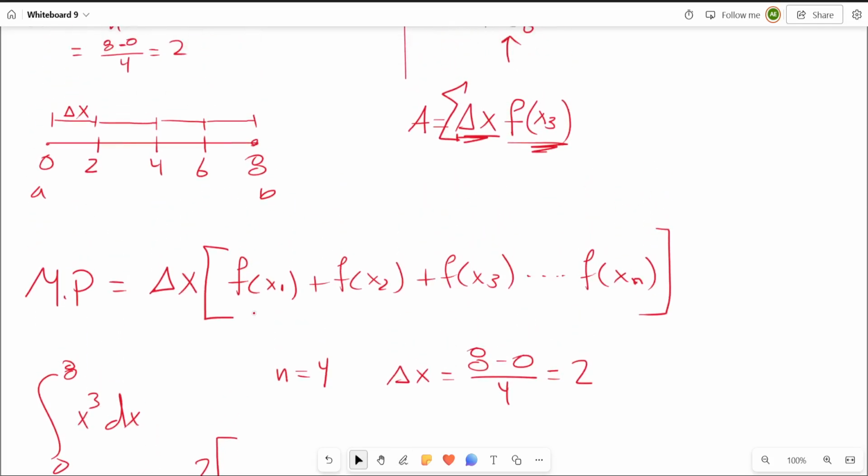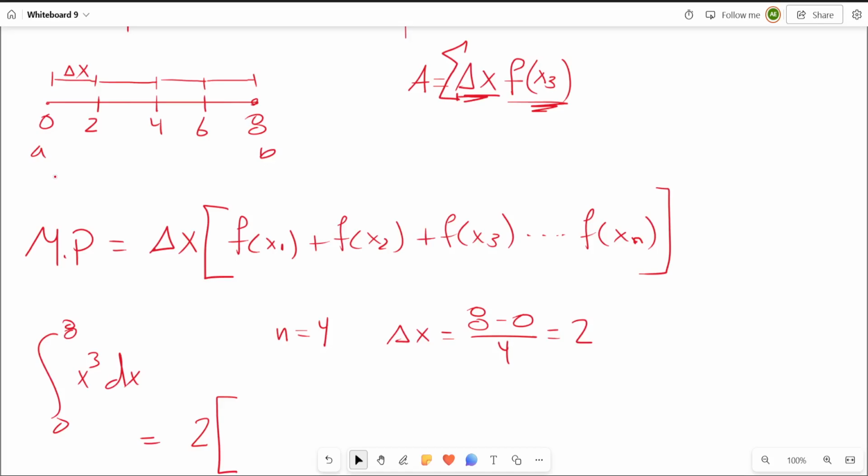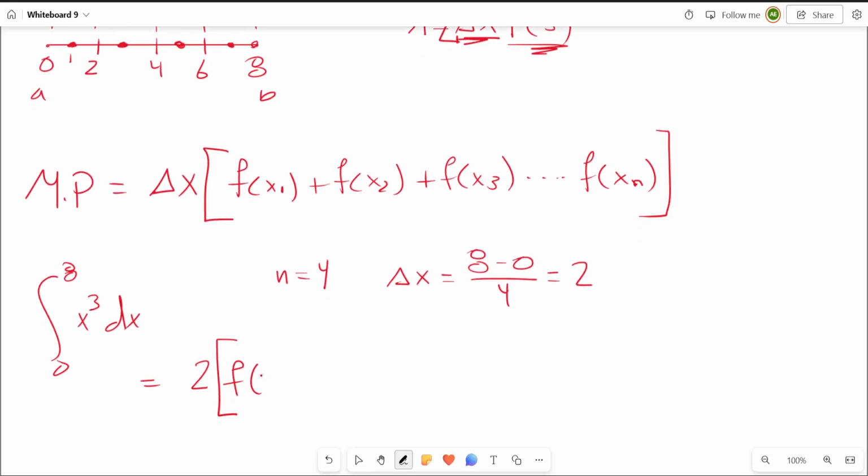Over here, this is my number line, okay? As I said, with the midpoint rule, we take the points in the middle of the interval. So what is the point in the middle between 0 and 2? It's 1. So we will say that it's f of 1, basically. f of 1 plus, what's this point? This is 3, so f of 3, plus the next point is f of 5 plus f of 7, right?